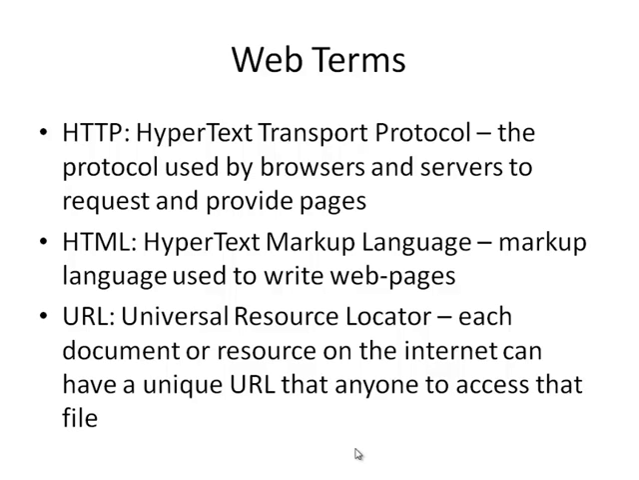URL is the Universal Resource Locator. I called it uniform earlier, it's actually Universal Resource Locator. Each document or resource on the internet can have a unique URL that anyone can use to access that file.